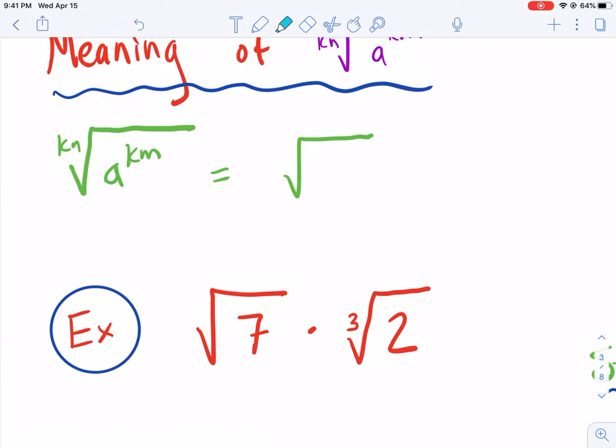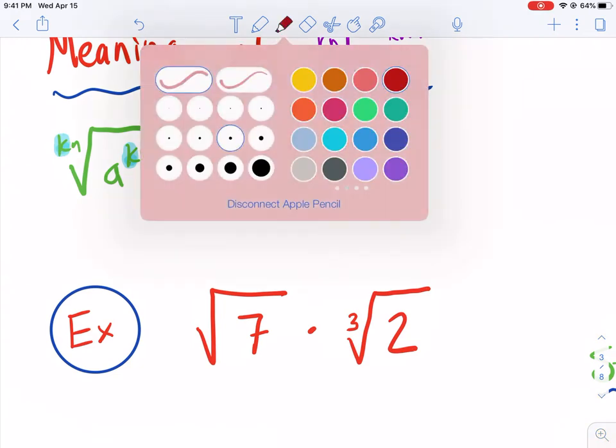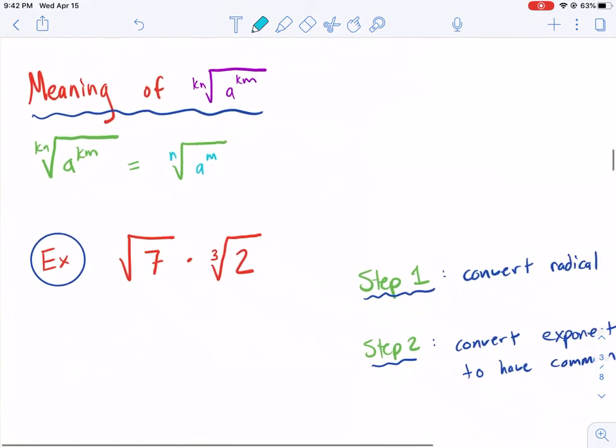Here we have a to some power, and notice how k is a factor of both kn and km. That's important to know. What that means is we are going to cancel out those k's, so we're left with a to the m and the nth root of that. Essentially the k's cancel out because they're both factors. Let me show you how that plays out.